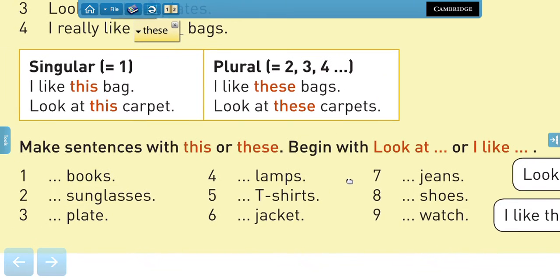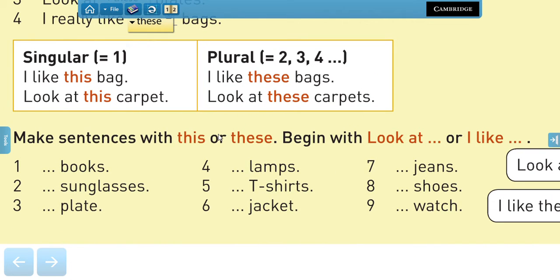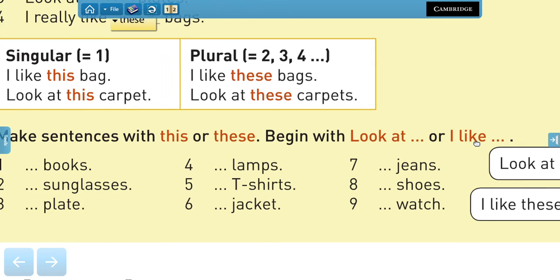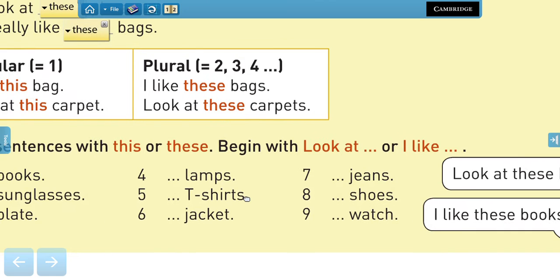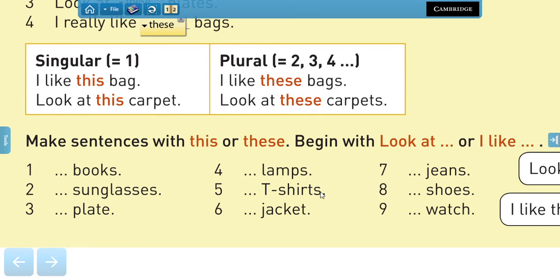Now, let's try to make sentences with this or these. Begin with look at or I like. Here we have examples. Look at these books. I like these books, right? For plural, we use these. Now, pause the video and complete with the word this or these, okay?